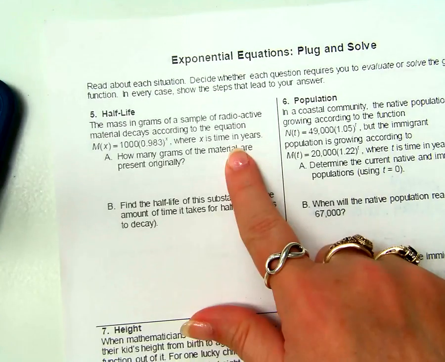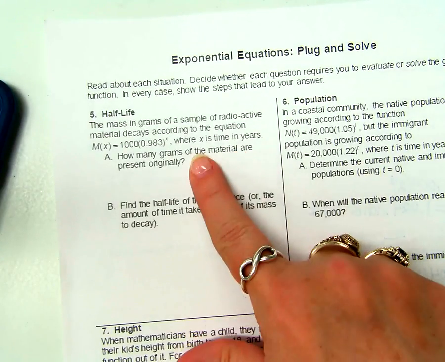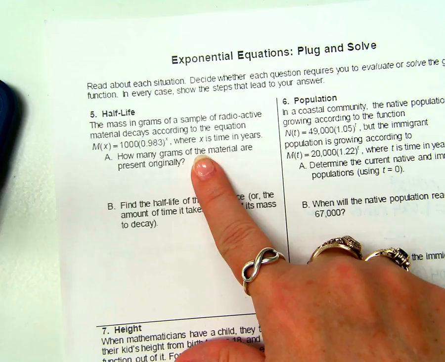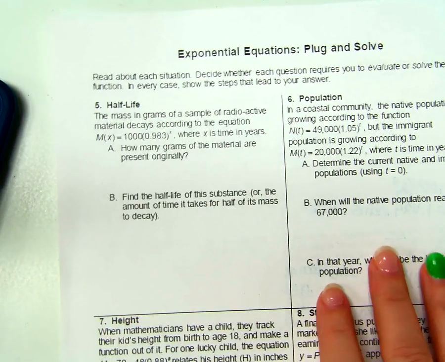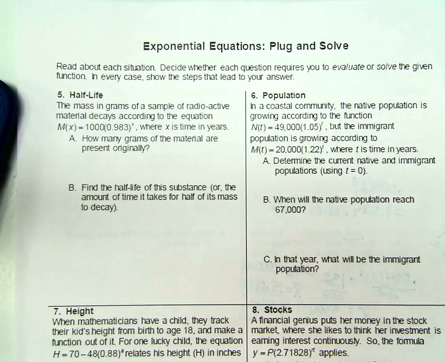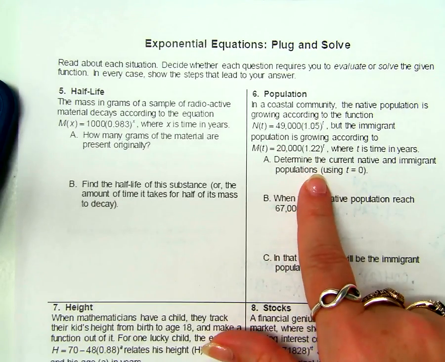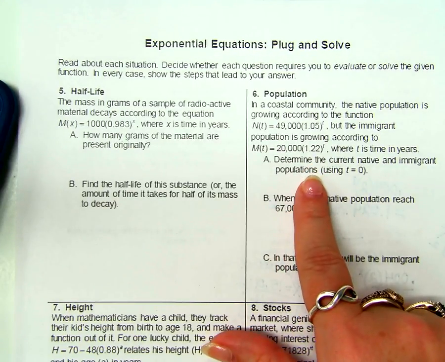This one is mass. Can you have partial mass, partial grams? Yes, you can. 3.6 grams or something like that, right? Milligrams, all that kind of stuff. Can you have partial people? No. Don't say it.